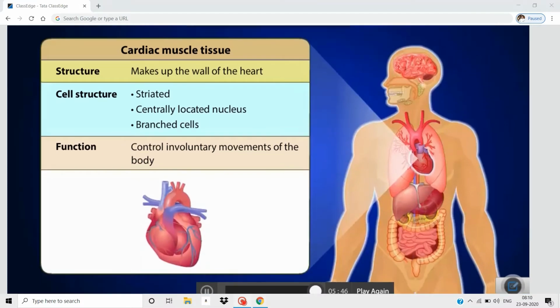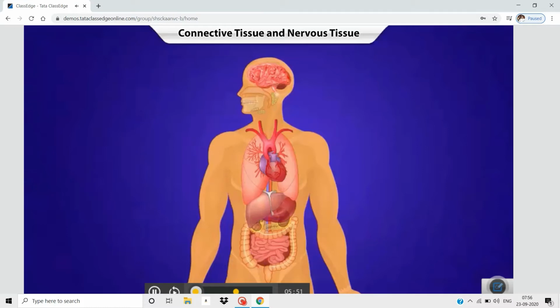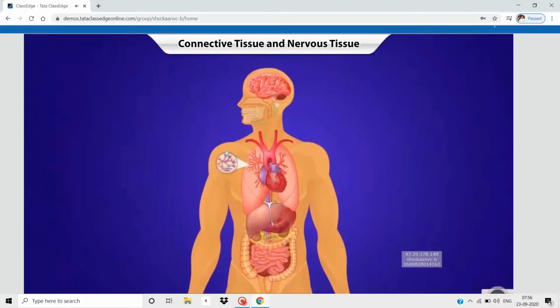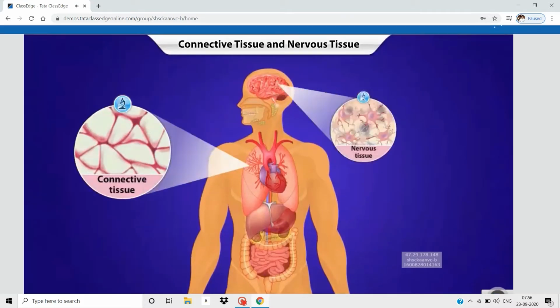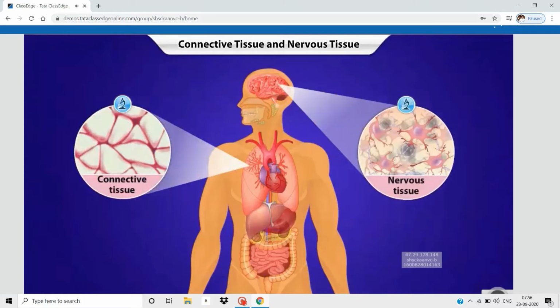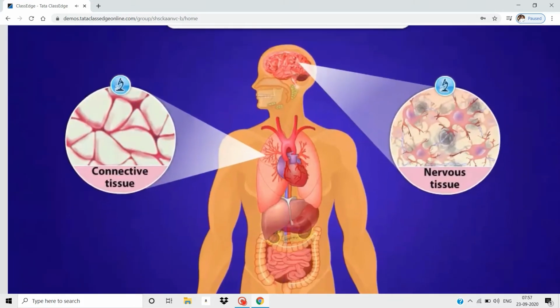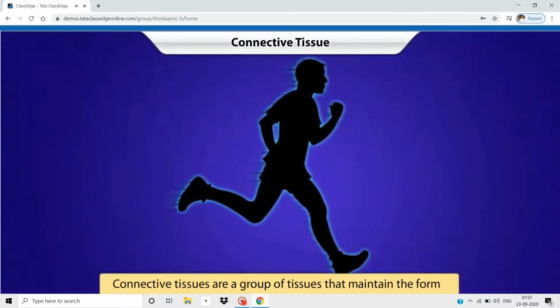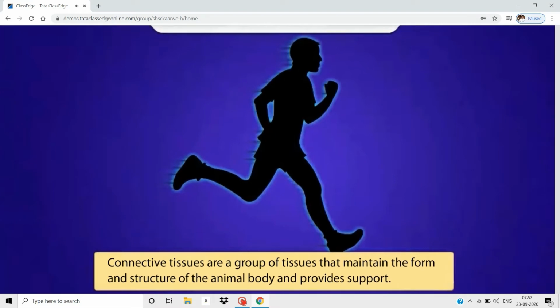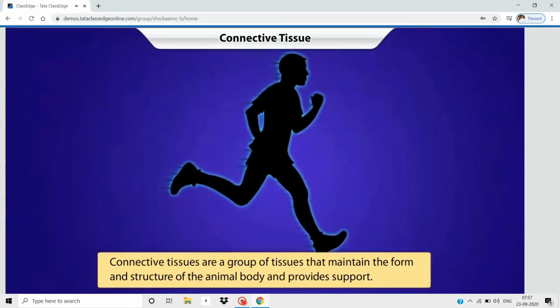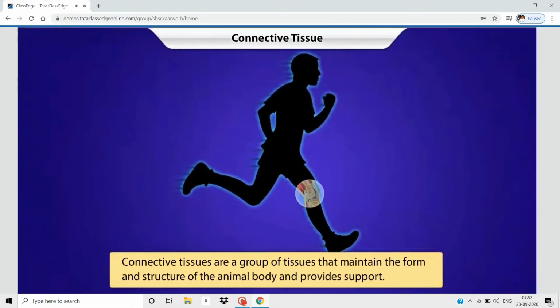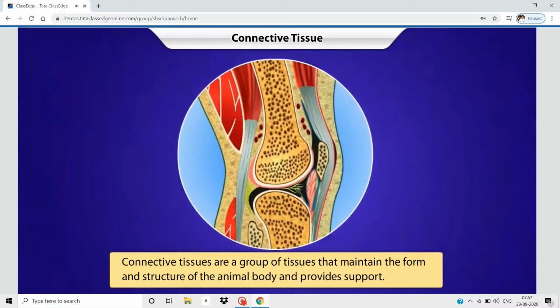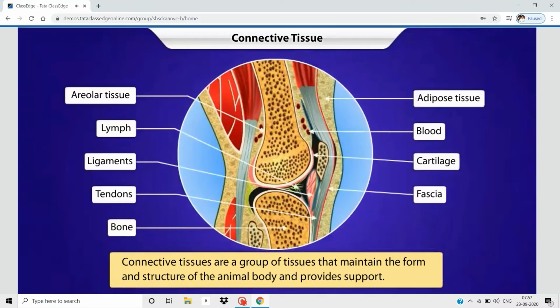In this section, you will learn about two important tissues, connective tissue and nervous tissue. Connective tissues are a group of tissues that maintain the form and structure of the animal body and provide support. They often connect two other types of tissues to each other.